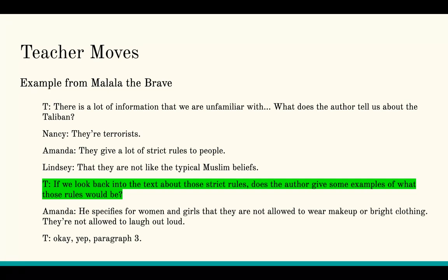So it was important that they understood that with these strict rules, yes, men also had to follow some of them, but a lot of them were really geared towards women and girls, which obviously brings up the whole aspect of Malala standing up for education.